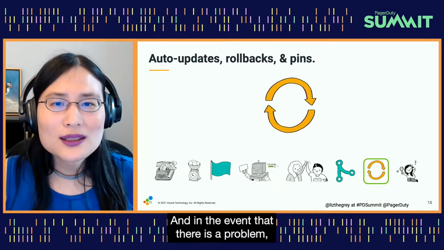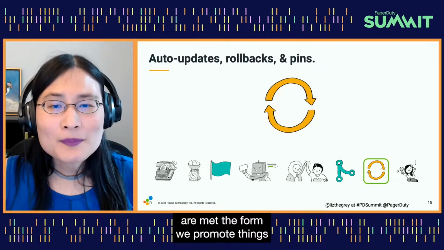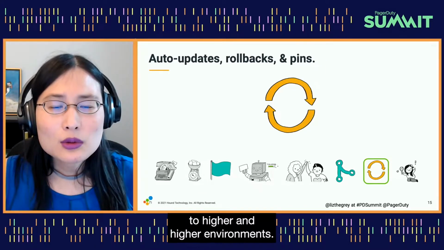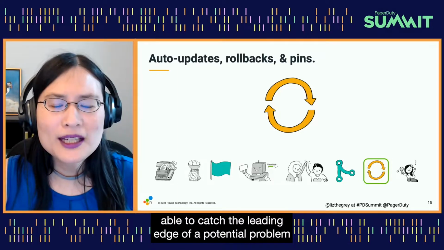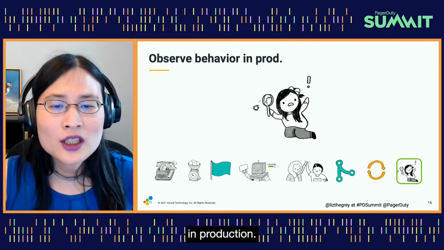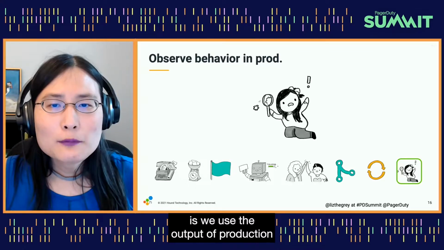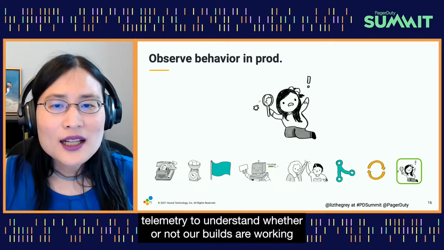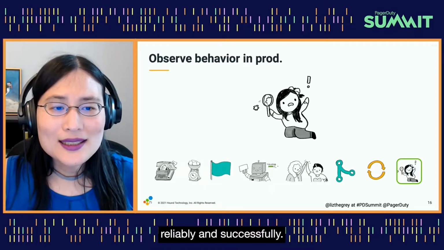And in the event that there is a problem, we actually check that our service level objectives are met before we promote things to higher and higher environments. That way, we can ensure that we are able to catch the leading edge of a potential problem in production. But the most important thing that we do is we use the output of production telemetry to understand whether or not our builds are working reliably and successfully.